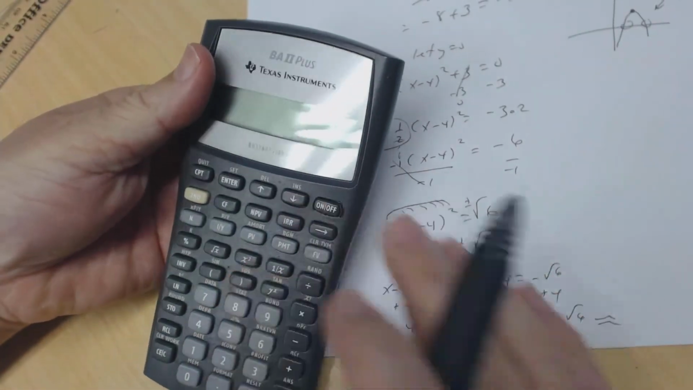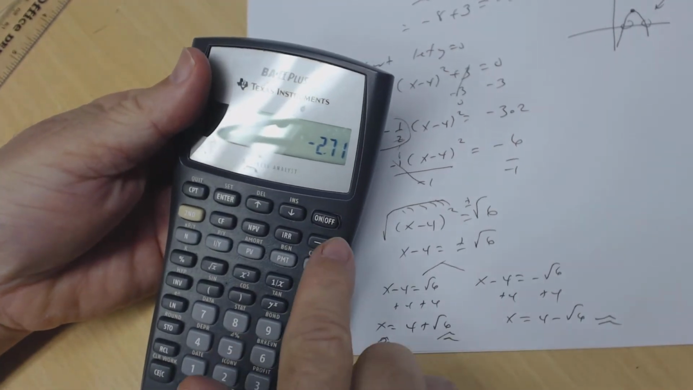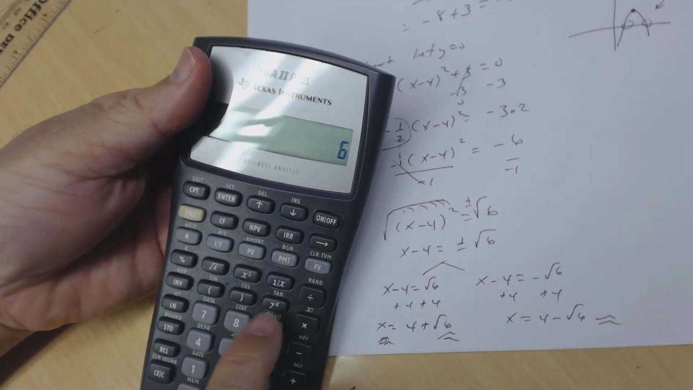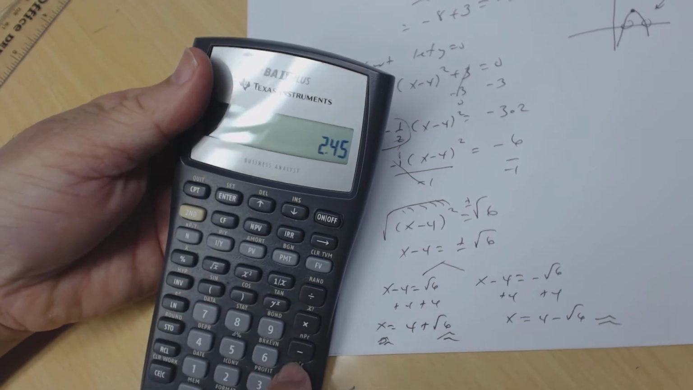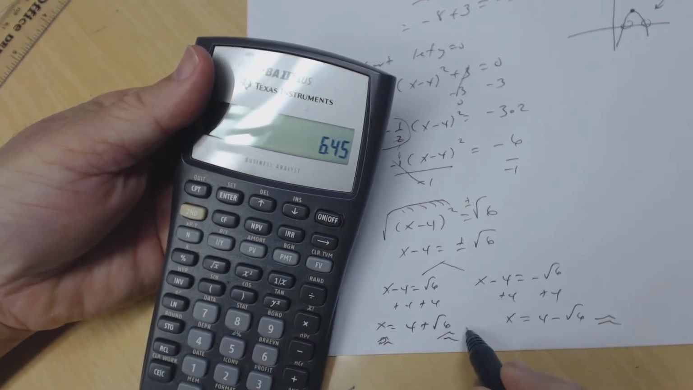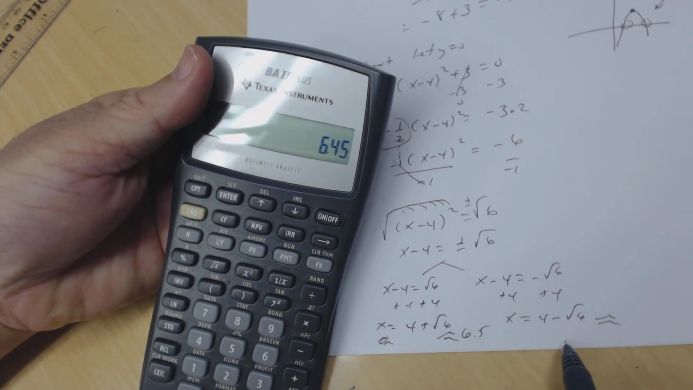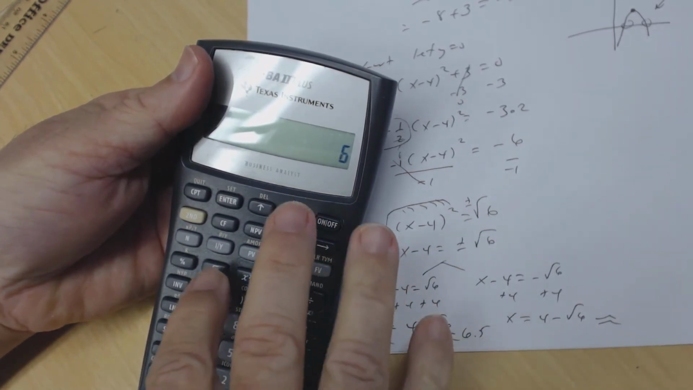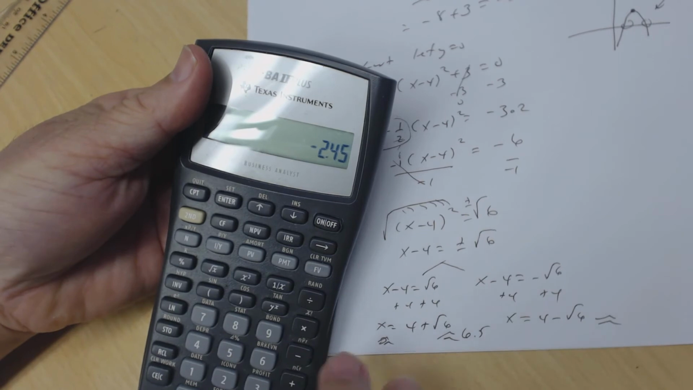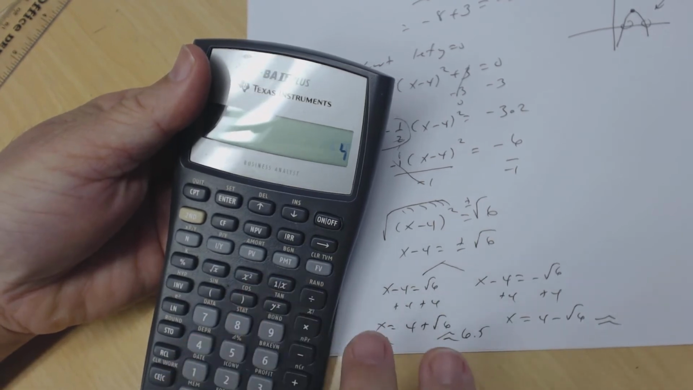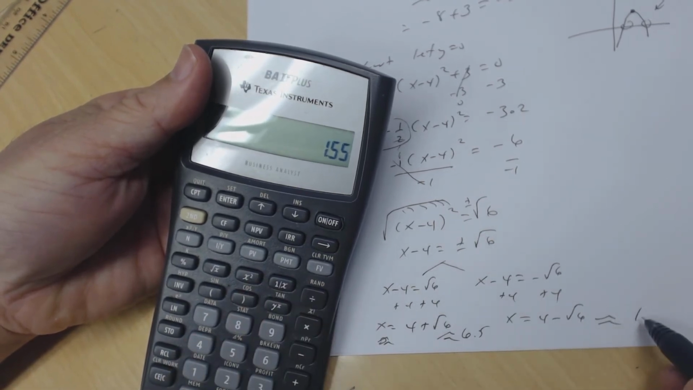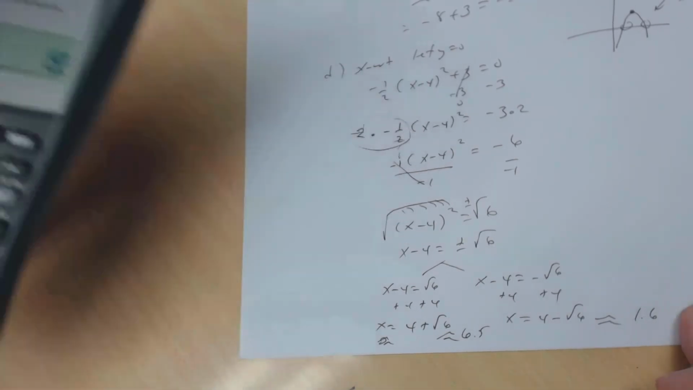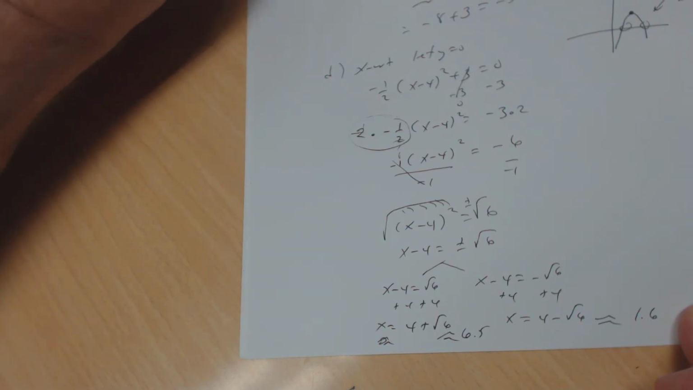So it looks like that one is going to be the square root of 6 plus 4, so it's about 6.5. Okay, about 6.5. Over here, the square root of 6 is negative, though, so I'm going to add 4, and you get positive 1.6. So 6.5 and positive 1.6.